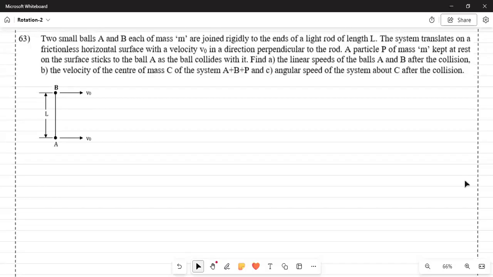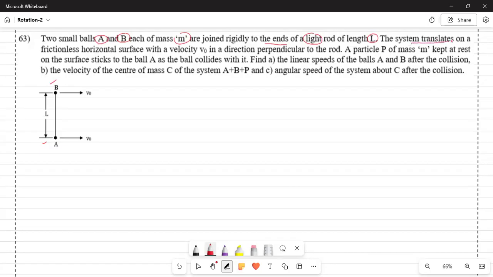Let's take problem 63 of your textbook. This says that small balls A and B, each of mass M, are joined rigidly to the ends of a light rod. Light rod means the rod is not a part of the system, and of length L. So these are the small balls A and B. They are connected by a light rod of length capital L.